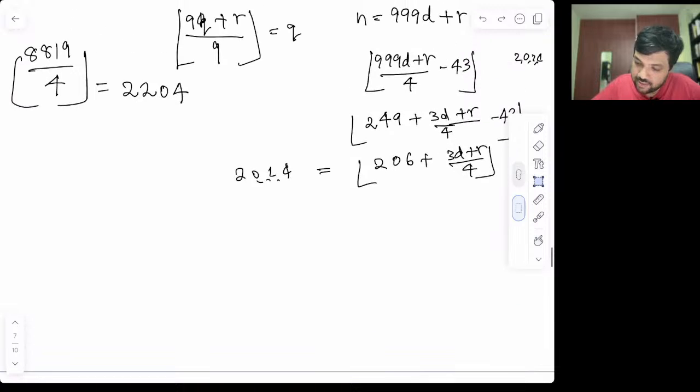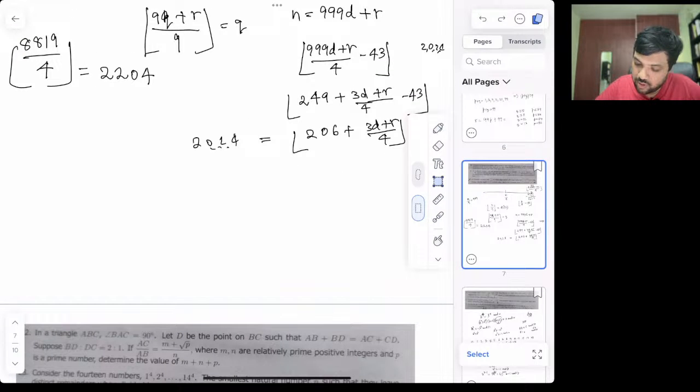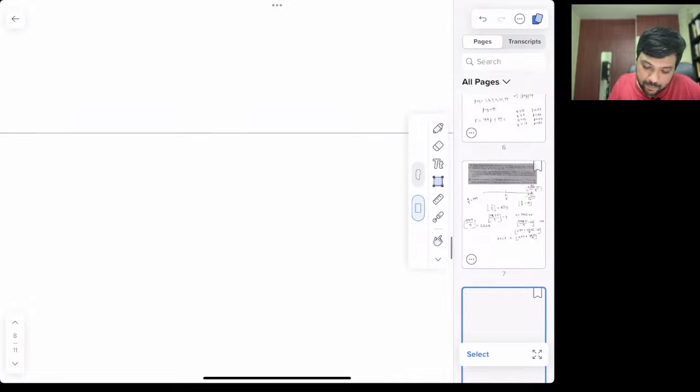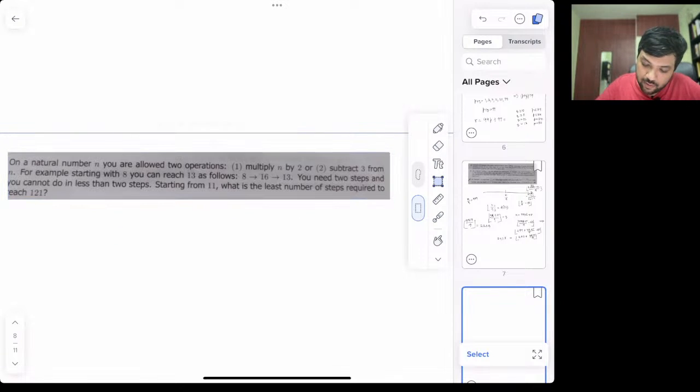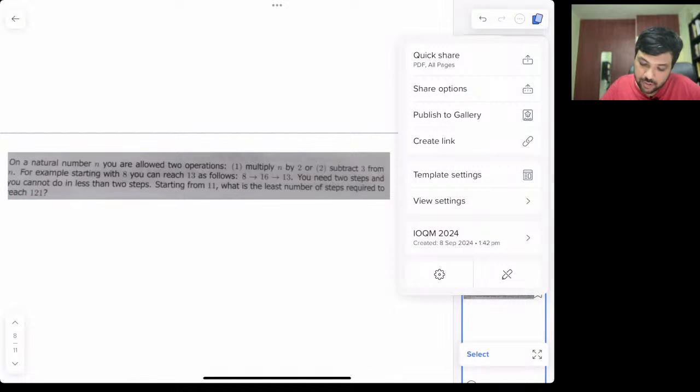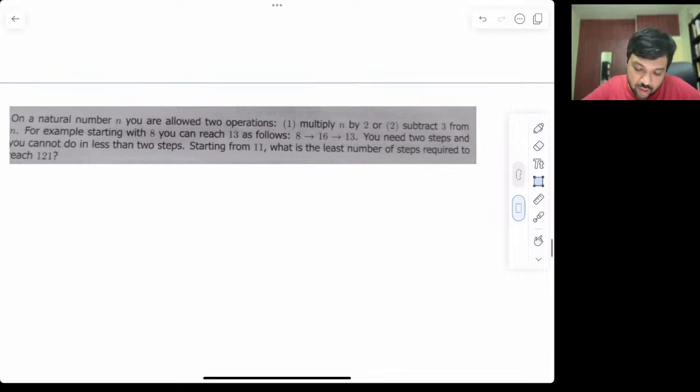Let's just try this. On a natural number n, you are allowed two operations: multiply n by 2, or subtract 3 from n. For example, starting from 8, you can reach 13 as follows: multiply by 2 and then subtract 3. You need 2 steps and you cannot do it in fewer than 2 steps. Starting from 11, what is the least number of steps required to reach 121?